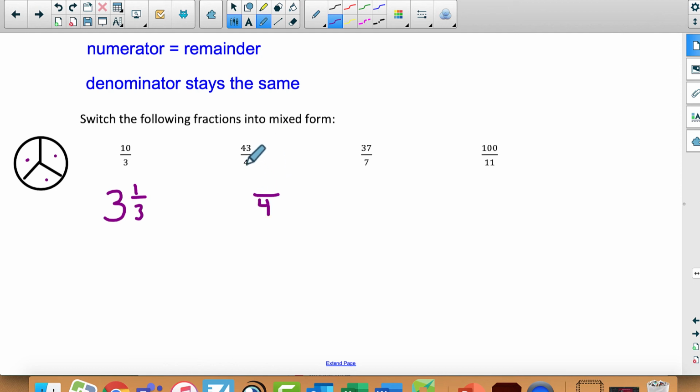Okay. 4 goes into 43. Oh my gosh. 4 goes into 43 10 times. That gets you up to 40. How much is left over to get up to 43? You still have 3 left over. Okay, put the denominator down right away if you want.